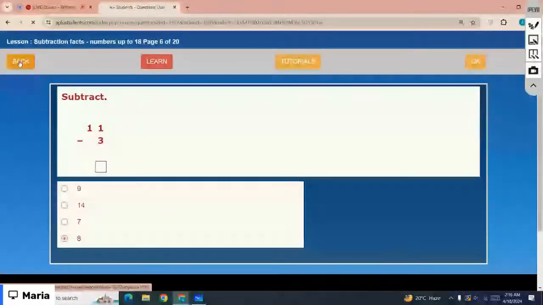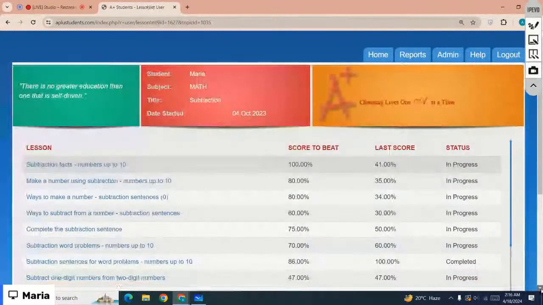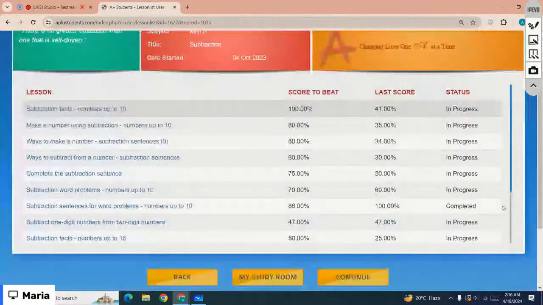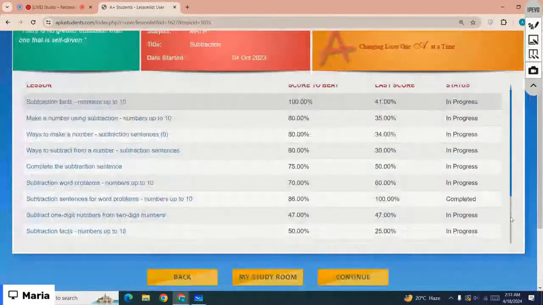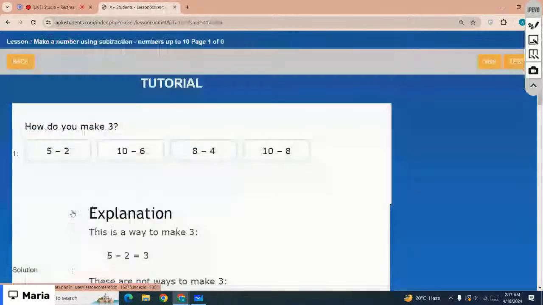Let me just move on to the next lesson, right? So the next lesson is, okay, let's see which is the next one. Okay, subtraction word problems you have to do on your own. Again, word problems you have to do on your own. Make a number using subtraction, numbers up to 10. Okay, let's just start with the first one.